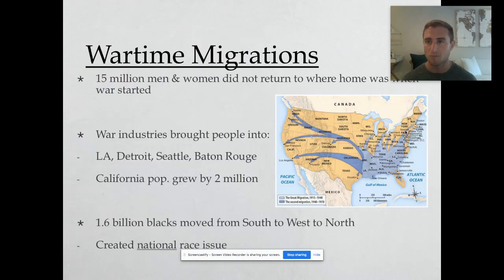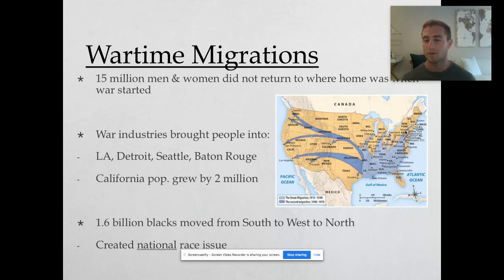We also see lots of movement as a relation of World War II. And many people experienced new places during the war and stayed in those places. Also, where are the war industries built? That's also going to bring employment to LA, Detroit, Seattle, Baton Rouge, and Louisiana.